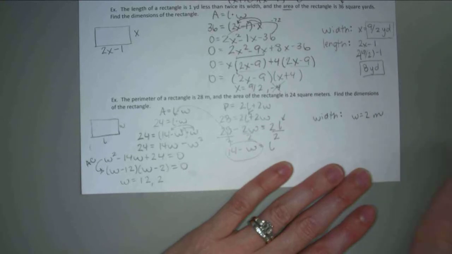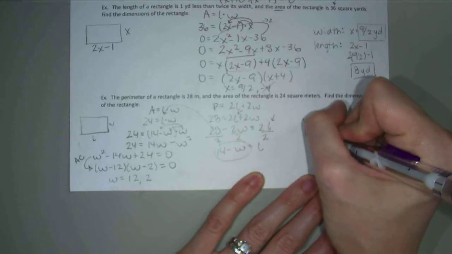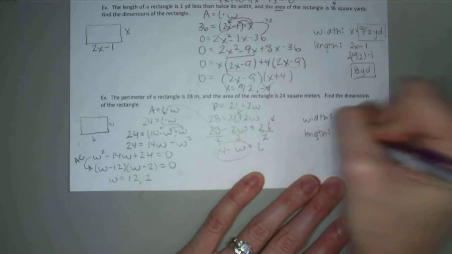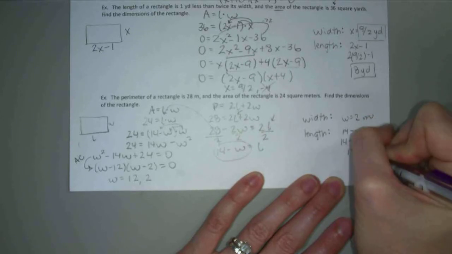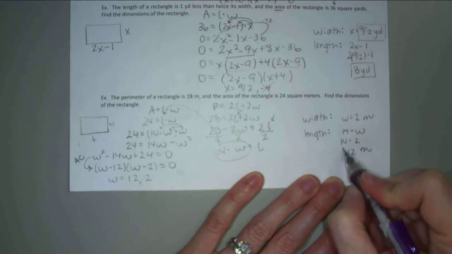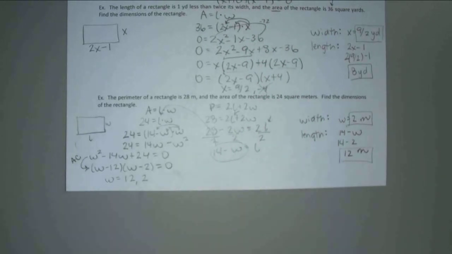And honestly, guys, on this one, I wouldn't count you off either way. If you just pick one and find the other, that's fine. So if you say it's 12, that's fine. But then the length, you've got to plug it in, right? 14 minus W, or 14 minus 2, is 12 meters. On MyMathLab, they usually say just find the dimensions, so you could put 2 meters, comma 12 meters, and you're not really specifying which one's which, so it's not the end of the world.